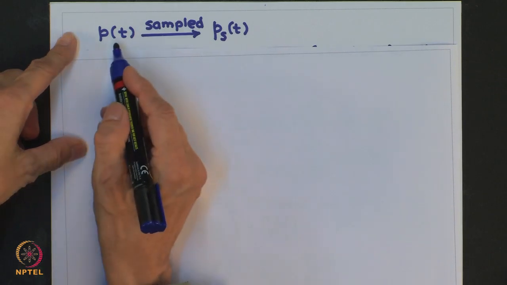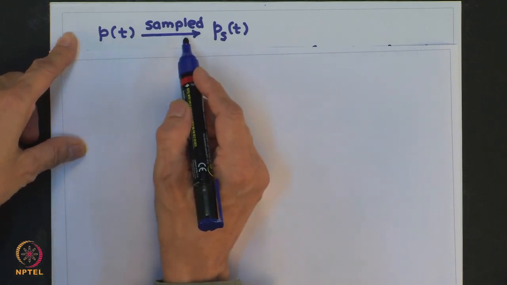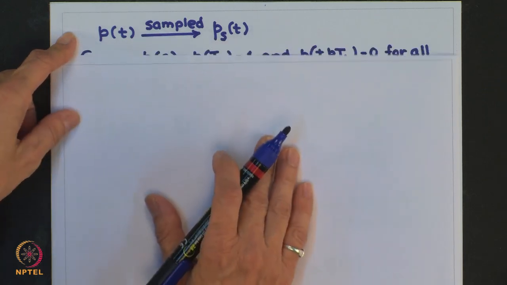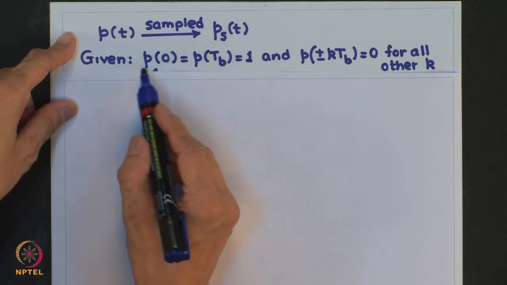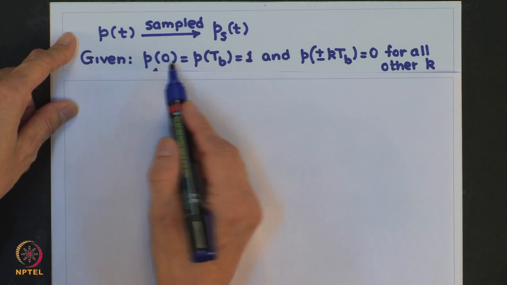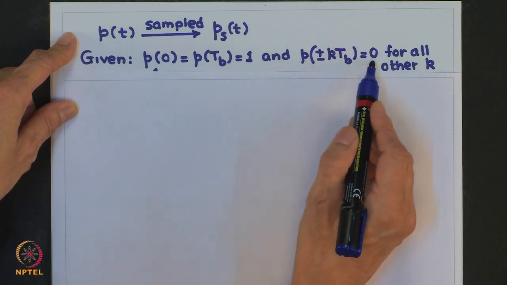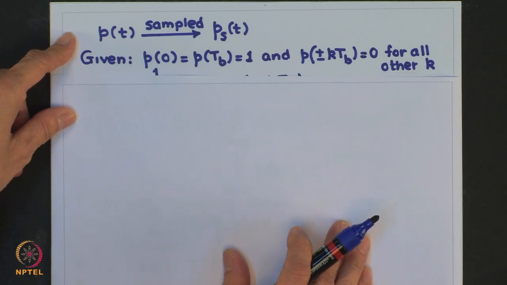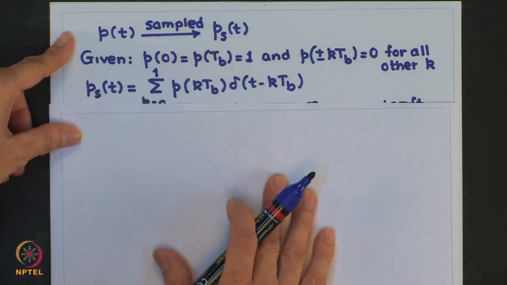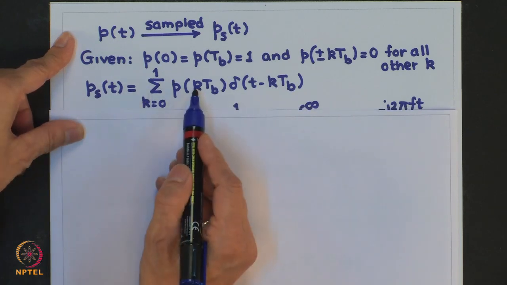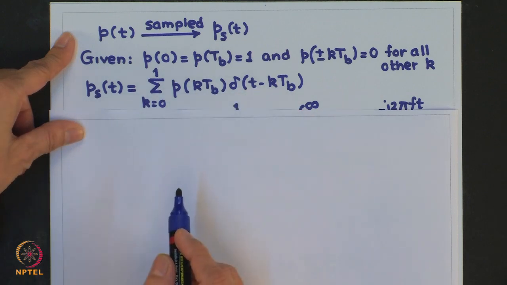So, let us try to find out the pulse which satisfies the Nyquist second criterion. So, this can be done as follows. Let me take p(t), I am interested in finding out the p(t). So, the sample value of the p(t), let me call it as p_s(t). In this case, we have been given that p(0) is equal to 1, p(T_b) is equal to 1, and for all other sampling instances, this is equal to 0 for all other k. Given this, I can represent my p_s(t) in this form, simple, in form of impulses.